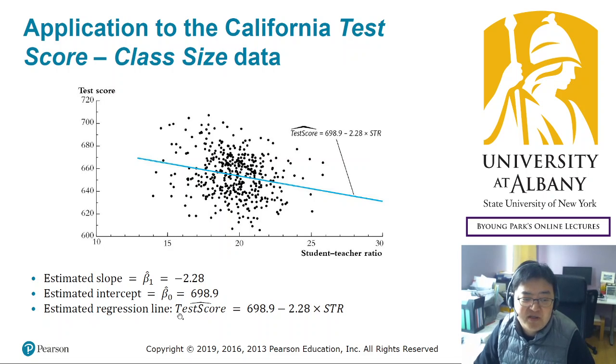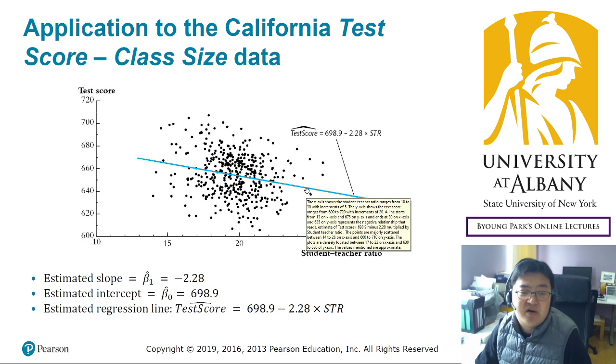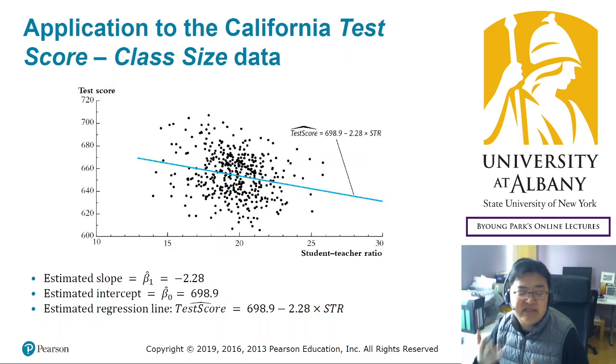But it is important to predict the test score. So when you predict the test score based on student-teacher ratio, you have to use this form. 698.9 is the baseline, and as the student-teacher ratio increases by 1, you have to take out 2.28 for each student-teacher ratio. So as a result, the trend is downward sloping like this. And this is how we estimate the regression model, how we use the regression model.